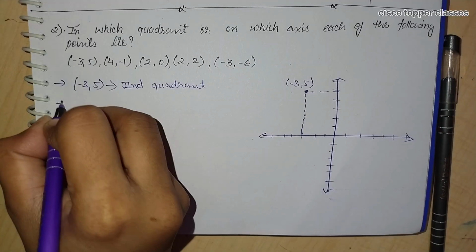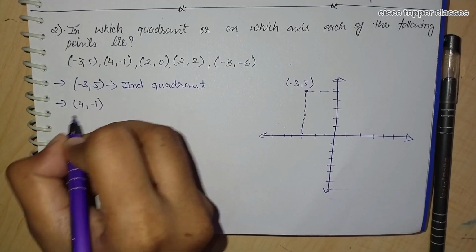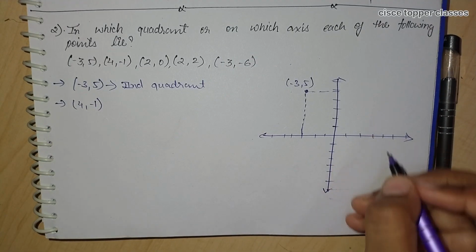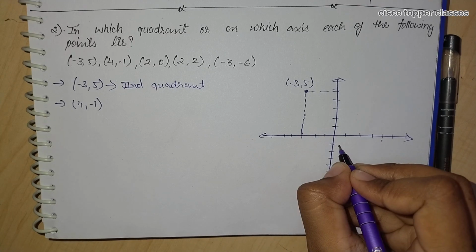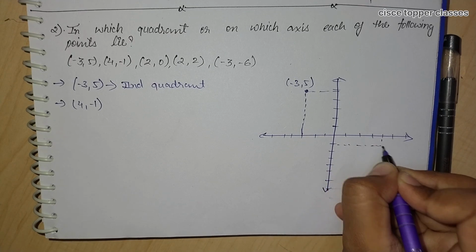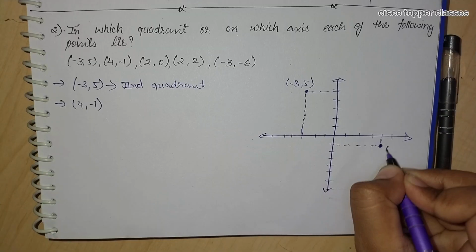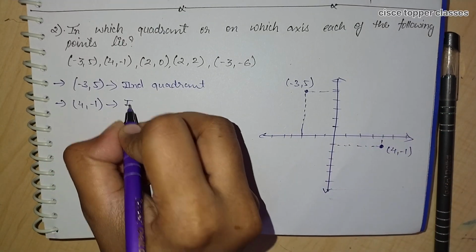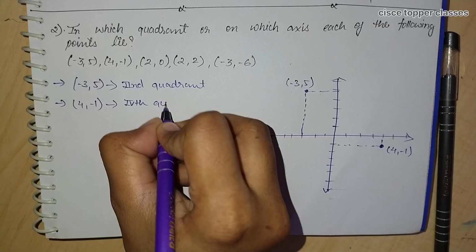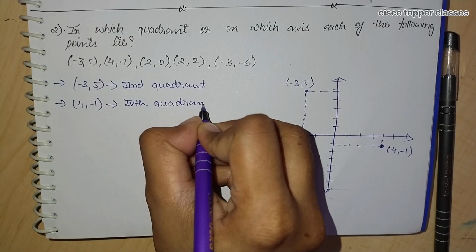Now we have the second point as 4 comma -1. X is positive and y is negative. So 4 is somewhere here, and this is the point 4 comma -1. This means it lies in the fourth quadrant.